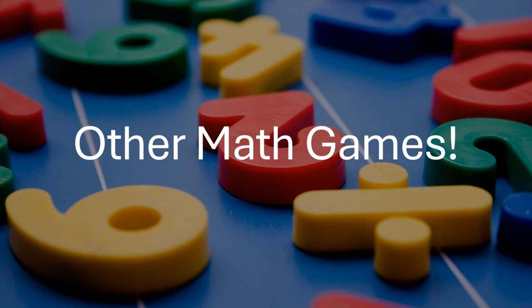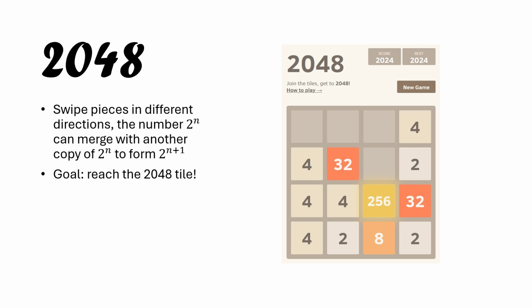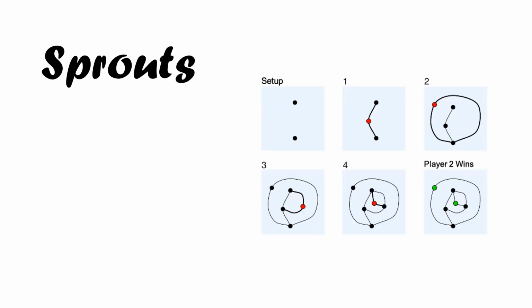Now, let's look at some other math games. In 2048, you swipe pieces in different directions, and the number 2 to the n can merge with another copy of itself to form the next power of 2. The ultimate goal is to reach the 2048 tile, and you can continue playing to reach higher powers of 2 if you want. There is some luck involved, with a 1 in 10 chance of a 4 spawning, but it is still largely strategy based.